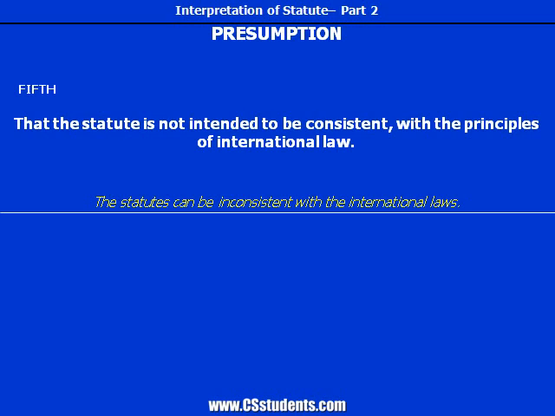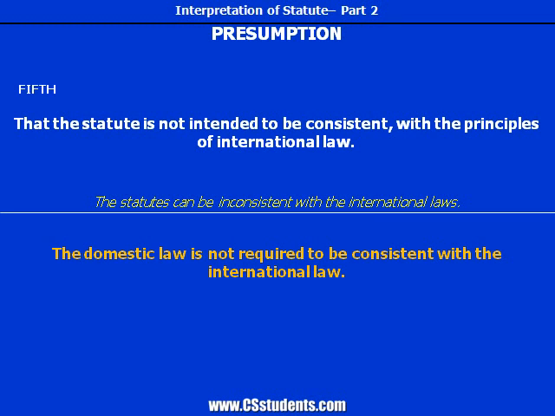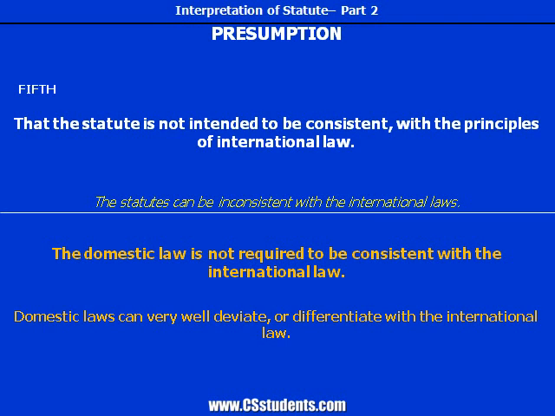There is no supreme law-making authority at the international level. Whatever international laws are applicable are only under some bilateral or multilateral agreements. Therefore, the presumption is that the domestic law is not required to be consistent with international law. Domestic laws can very well deviate or differ from international law.